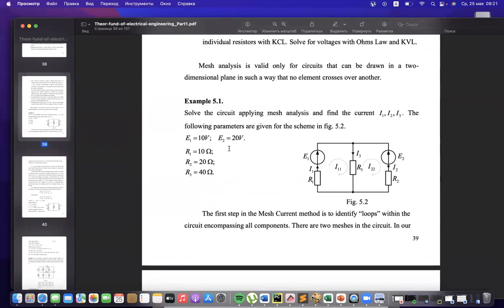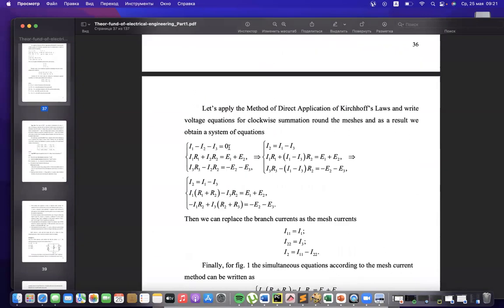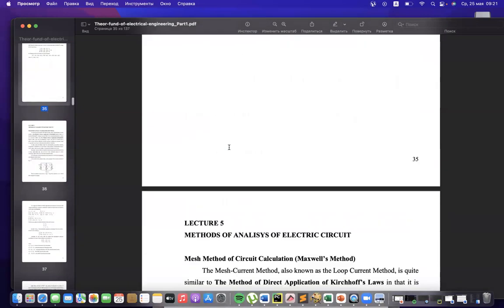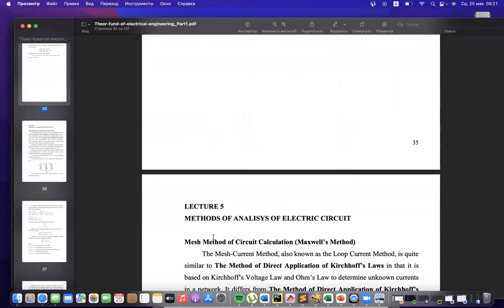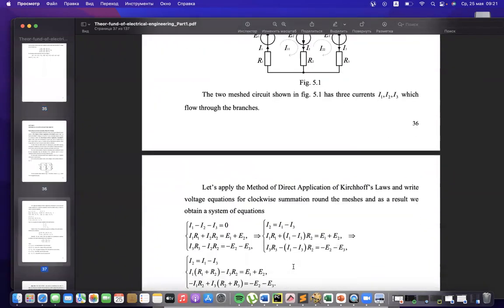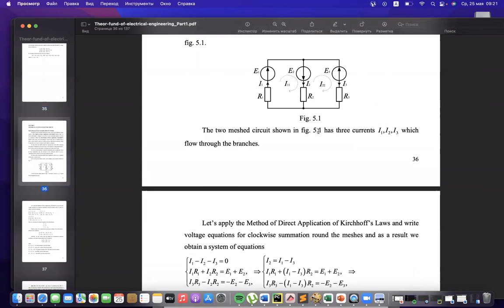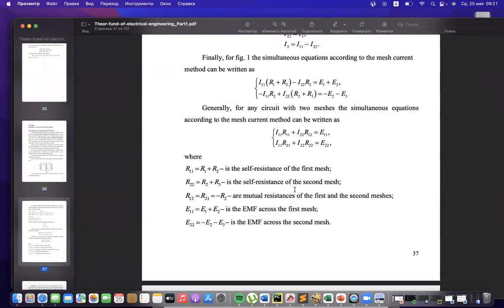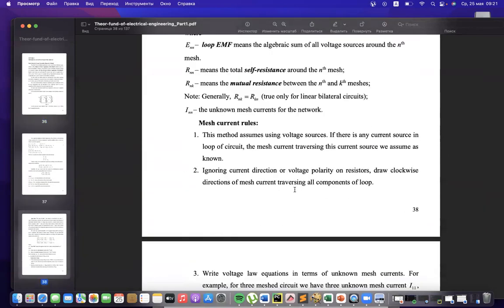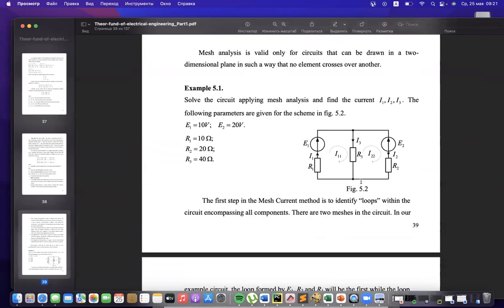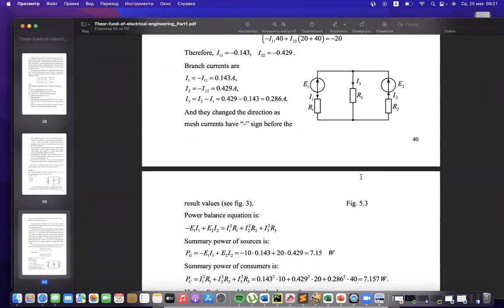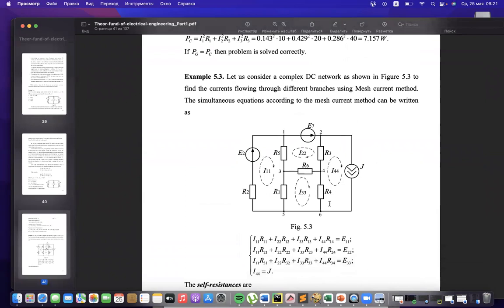Yeah, it could be implemented. The first calculation method, the mesh current method, or just the mesh method, similarly as we did previously here. For example, you could look at example 5.1 or 5.3 and do this calculation.